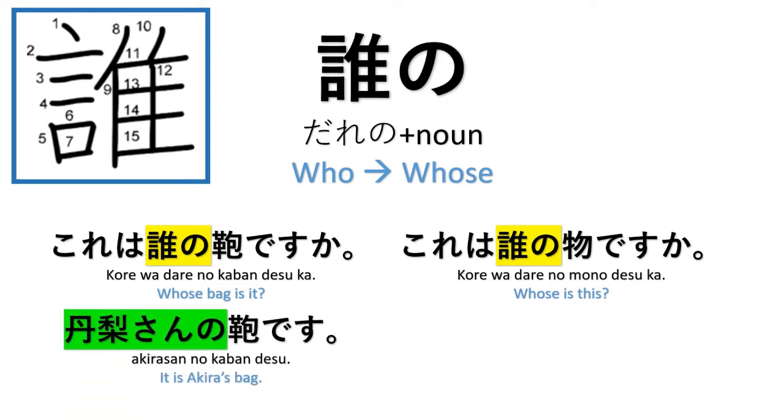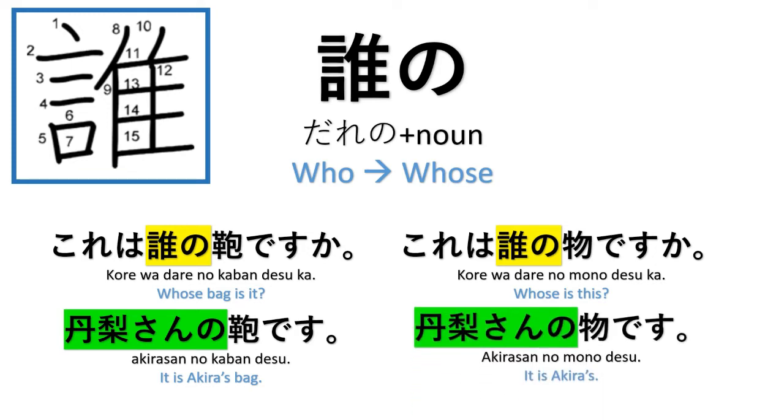So we can say Akira-san no kaban desu. Okay? So we replace dare with a name. Akira-san no kaban desu. Or we can just say Akira-san no desu. It is Akira's. It's the same with the other question. Akira-san no mono desu. It is Akira's.